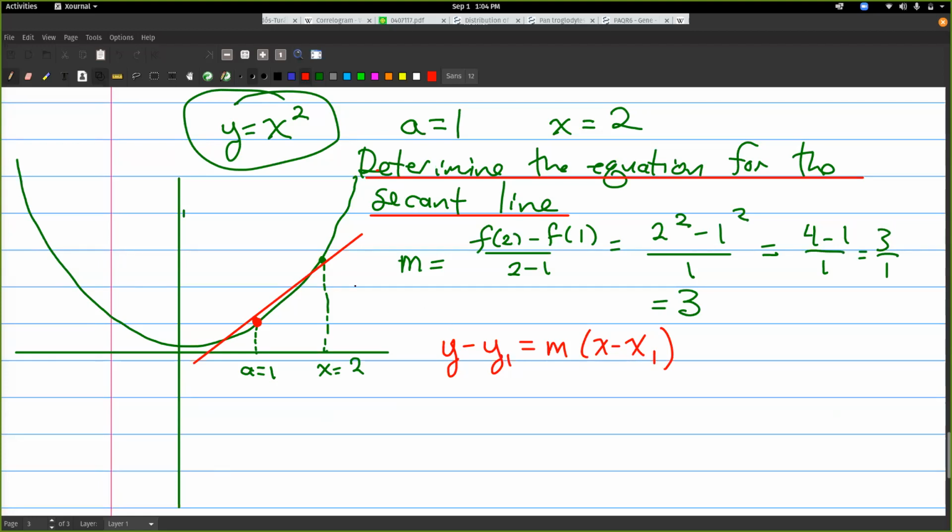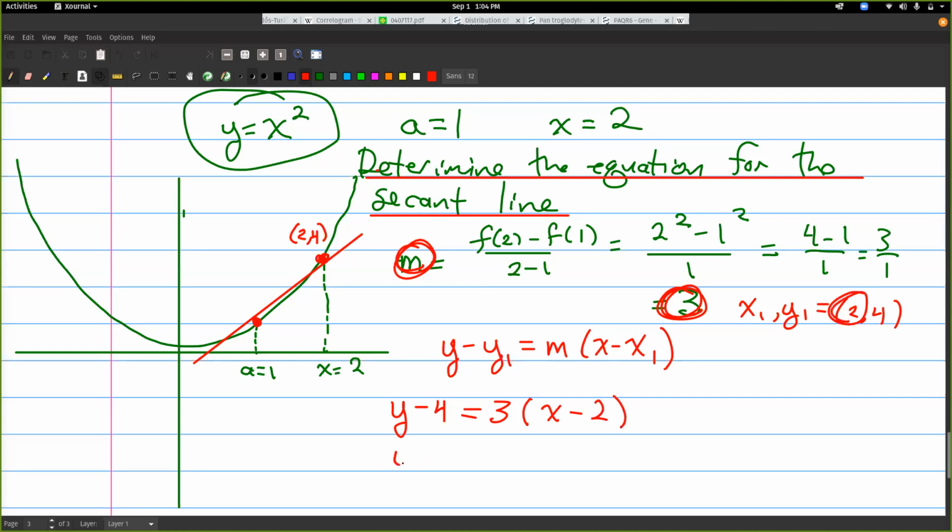And so this x1, y1 in this formula is just going to be this point, which is 2, 4. Okay, so it's 2, 4. And we'll just fill in those details. Now we know everything about this expression. So this expression is really y minus 4 is equal to the slope, which is 3, times x minus x1, which is 2. Okay, so the formula is y equals 3 times x minus 2 plus 4.